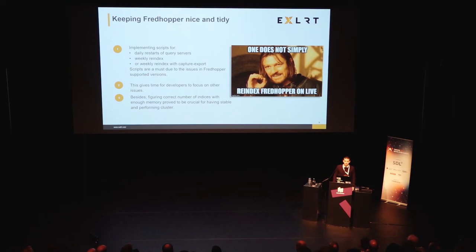So how can we fix it at least a bit? First, we can keep Fred Hopper nice and tidy so that we don't have issues on live. How we did it: we implemented scripts for daily restarts of query servers and a weekly reindex procedure, either from the documentation provided by SDL, or a weekly reindex with capture export. That's the one also provided by Fred Hopper support, and it generates the indices based off the current indices. Using fast assembly, it's a lot faster because you don't need to copy all the processed files, which can take up to millions on live projects. Basically this keeps the Fred Hopper cluster performing and not crashing.